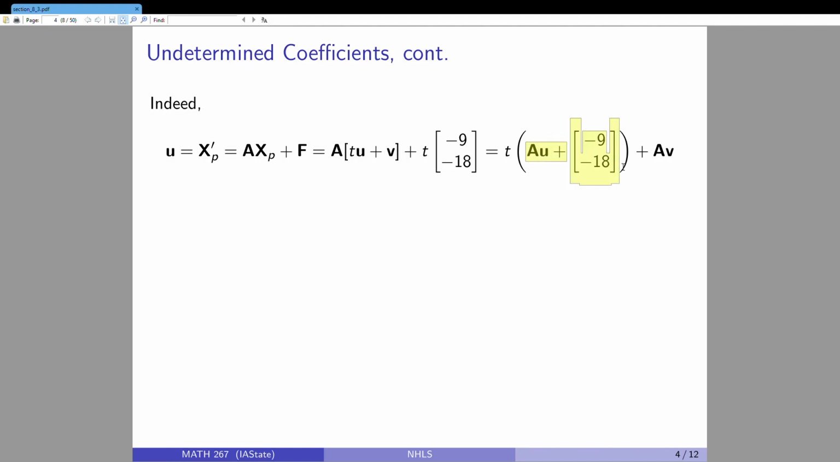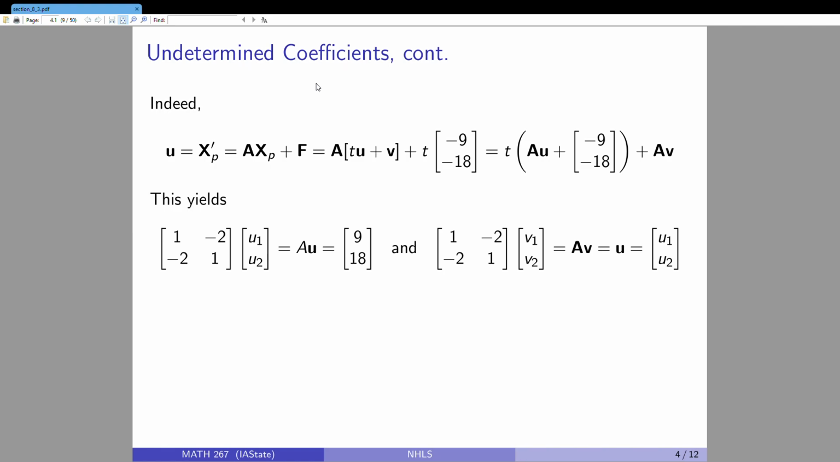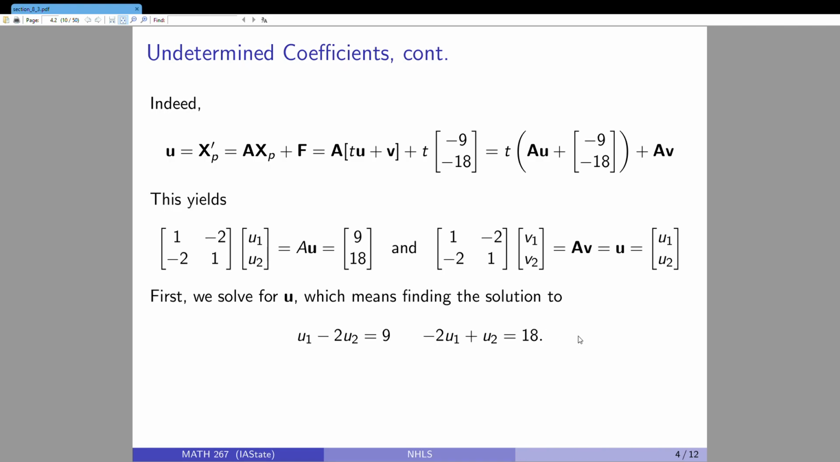That means this piece right here has to equal 0. And Av has to line up with u, so in other words, I have these two matrix equations. Here u and v are represented with the vectors u1, u2, and v1, v2, respectively. Now, how do we solve these? We're going to solve the one on the left first, because I can rewrite it as a collection of linear equations. The whole reason for this matrix notation is to streamline dealing with systems of linear equations, which are a frequently occurring phenomenon.